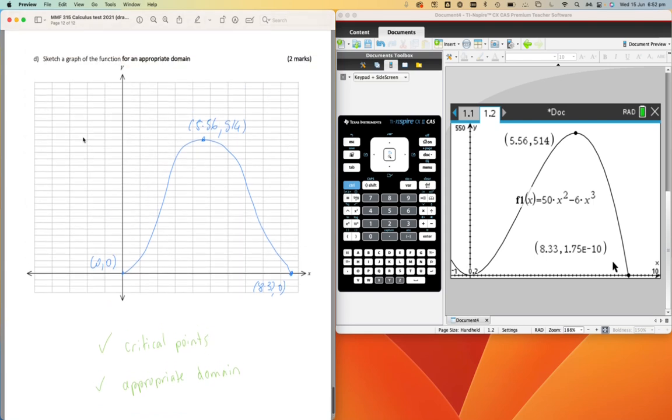Sometimes you might see people shading out this part, shade, shade, shade, and that's fine to do as well. But the most important thing is that the line cannot go beyond this and cannot go beyond that, and have all the other critical points in.